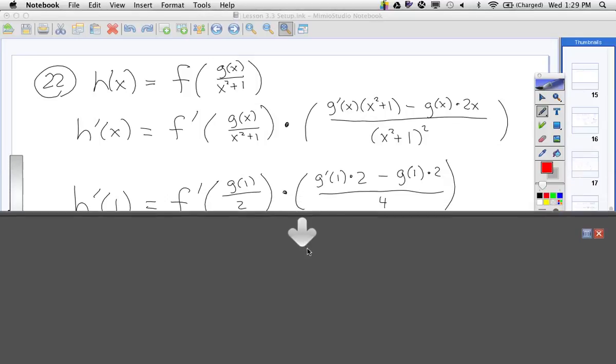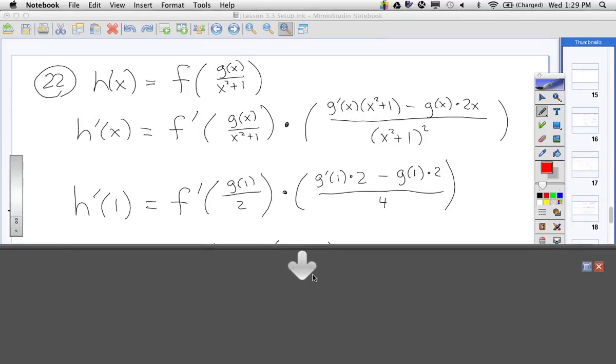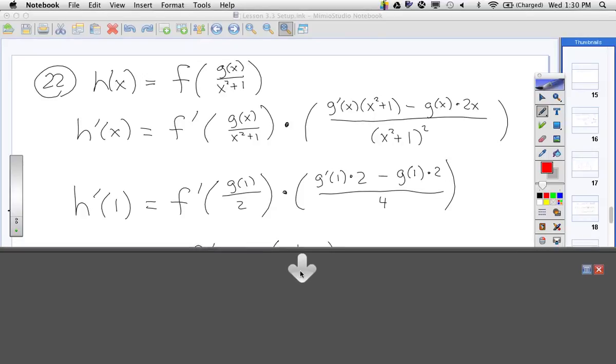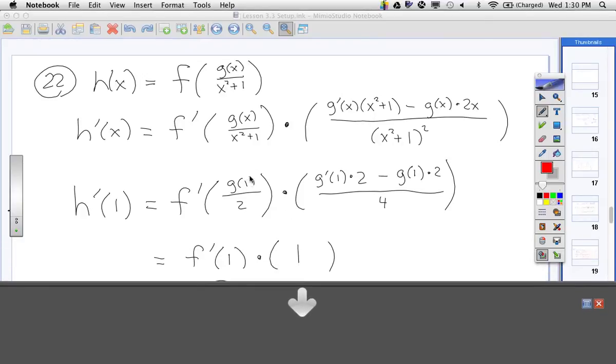Then the question asks for h prime of 1. Well, h prime of 1 means put a 1 in for x here, which means put a 1 in for x there. Put a 1 everywhere there's an x, and then just find those values. I think they gave them all to you, didn't they? Sometimes they give you a graph, sometimes a table, sometimes they just give them to you, or maybe you have an equation you can put them into. So g of 1, I think, is a 2. I don't remember all these values, but I think that was a 2. g prime of 1 was a 4.